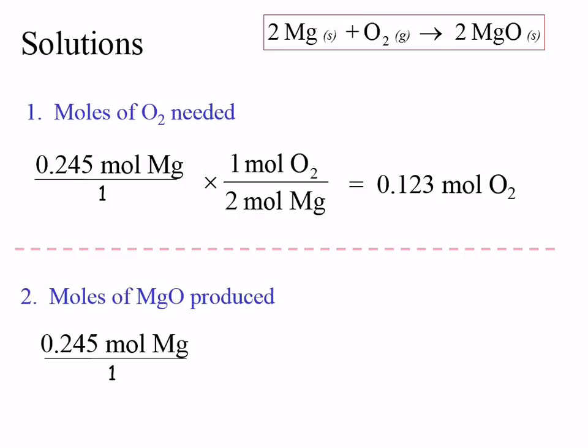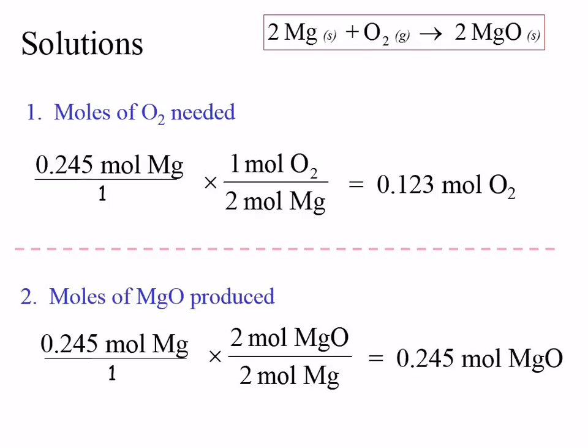So let's work the second one. Second one, we started out with 0.245 moles of magnesium over 1. And then we're going to go from moles of magnesium to moles of magnesium oxide. So this was that 2 to 2 relationship, my stoichiometric ratio. 2 moles of magnesium oxide are formed for every 2 moles of magnesium consumed, which means I should get the same number. I can do that one too. But notice that we can use the recipe as given by the stoichiometric coefficients as long as we're dealing moles to moles. That's wonderful. Okay. Not too bad.